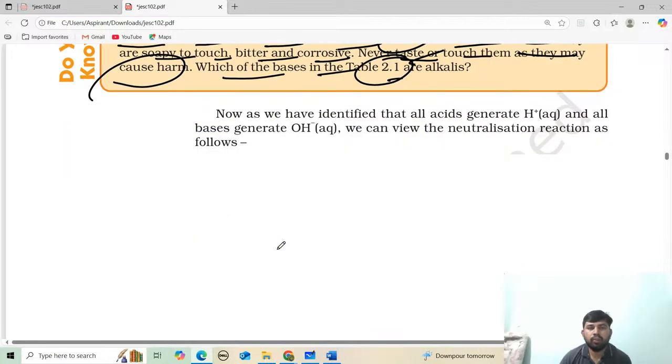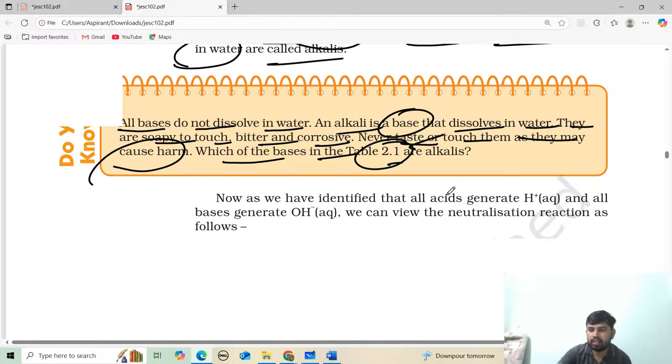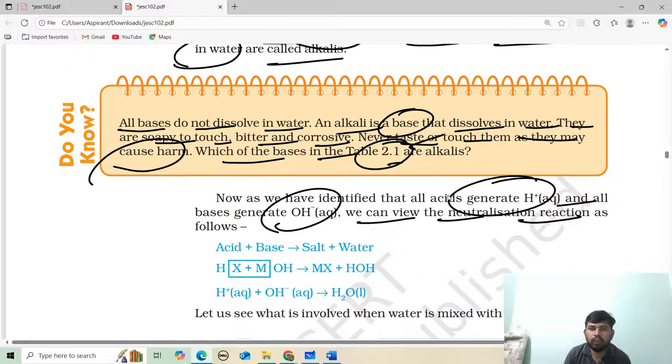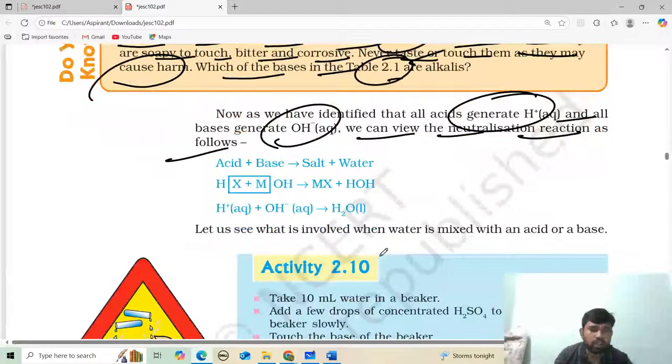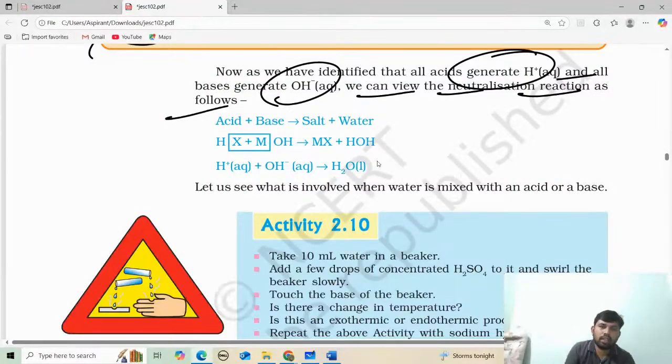Now we have identified that all acids generate H plus ions and all bases generate OH minus ions. We can view neutralization as H plus and OH minus combining. What do you mean by neutralization? This is very, very important. Many times we do not understand properly what a neutralization reaction means. The simple thing is that an acid and a base both react and form salt and water. Now try to understand it.